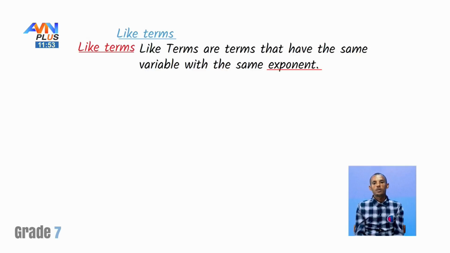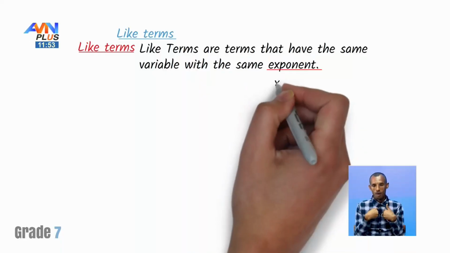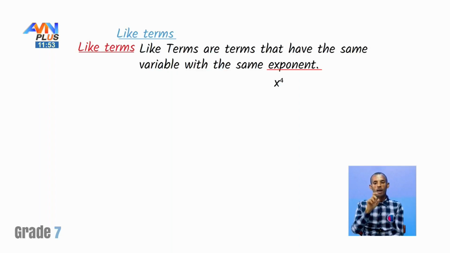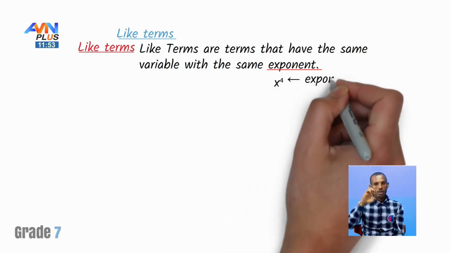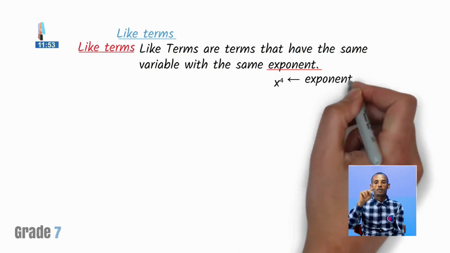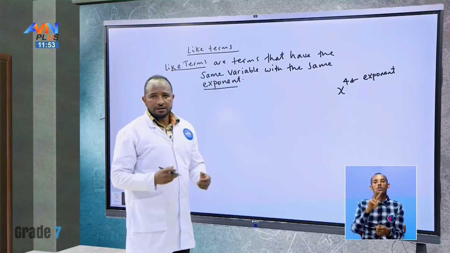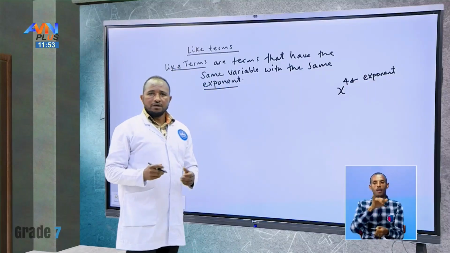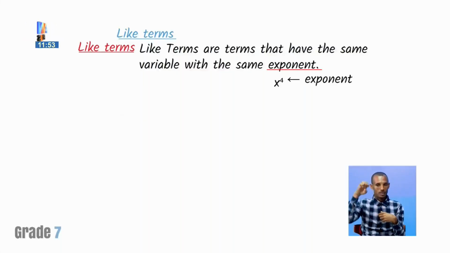When you say exponent, look here. If you have this variable with a power of 4, the power we call the exponent. So, in order to say two terms are like terms, they must have the same variable and the same exponent. Let's see an example.